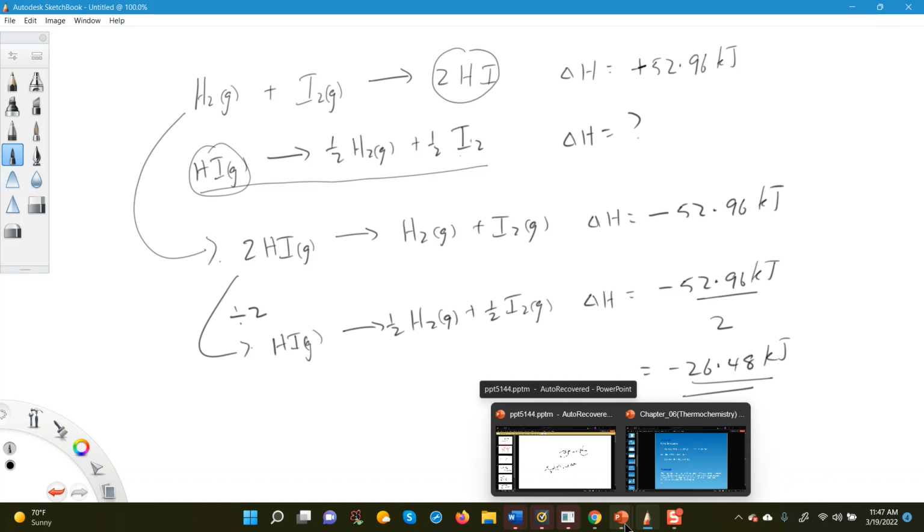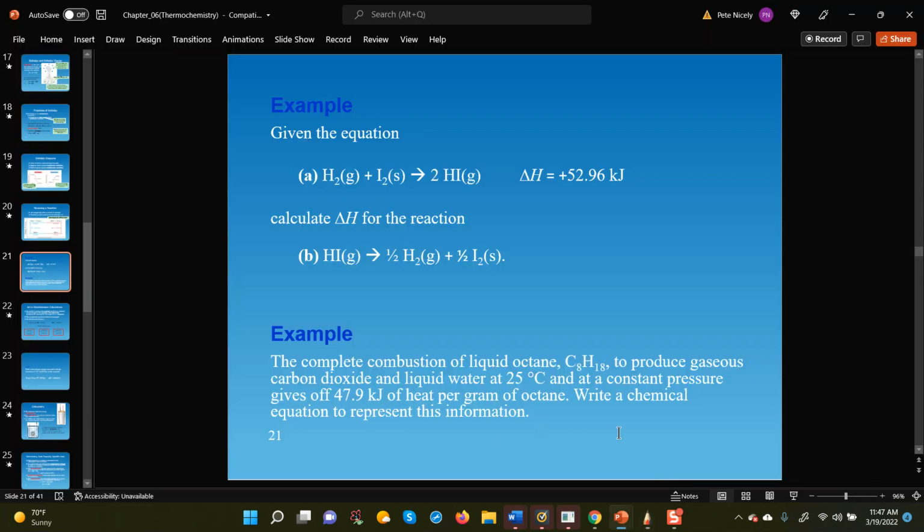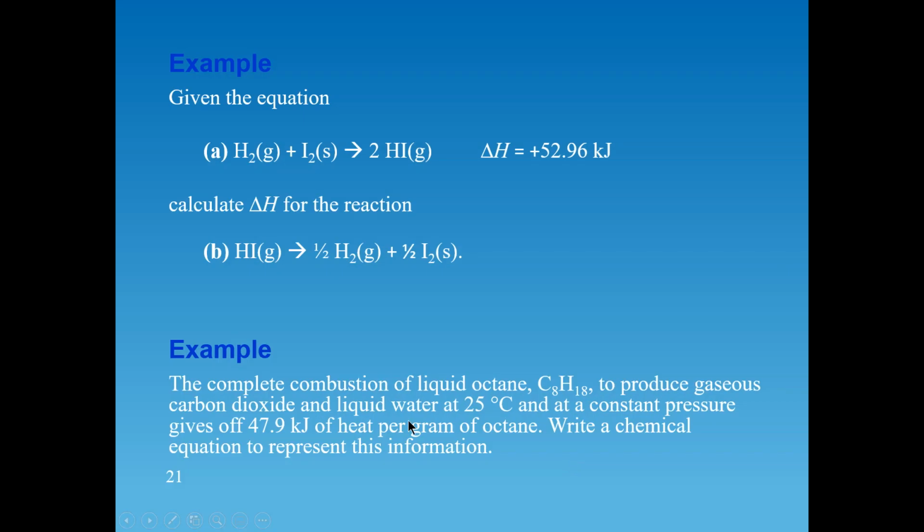Okay. Now for the next question, going back to the PowerPoint here, the next question talks about the complete combustion of liquid octane, and it gives you the formula. It says it produces carbon dioxide and liquid water at 25 degrees Celsius, and at a constant pressure, gives off 47.9 kilojoules of heat per gram of octane. The question is asking you to write down a chemical equation to represent this information.